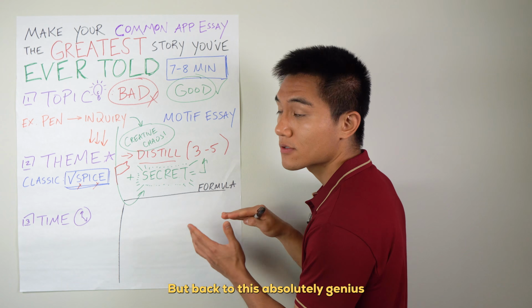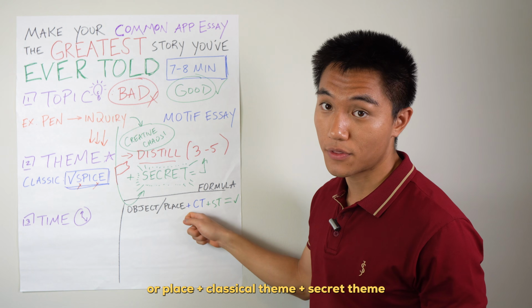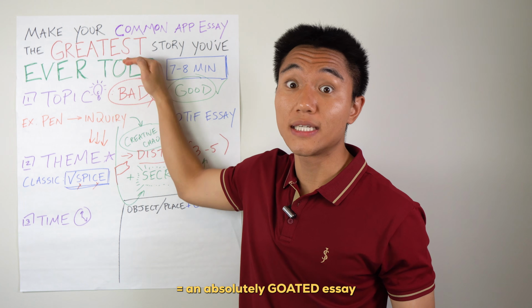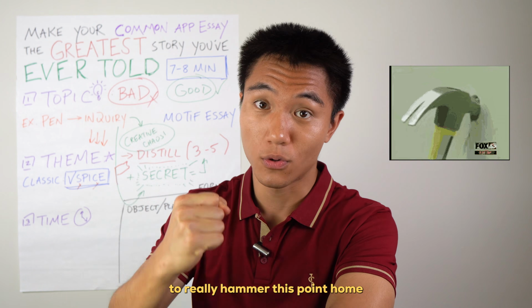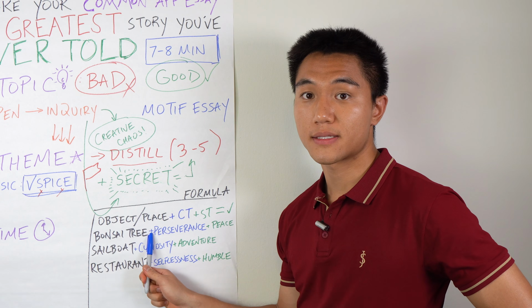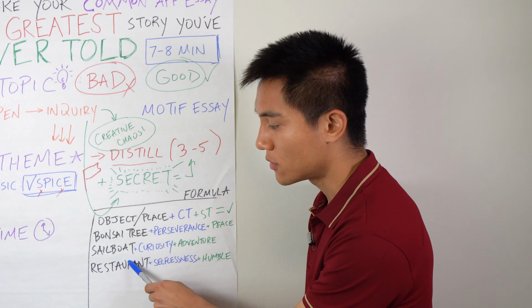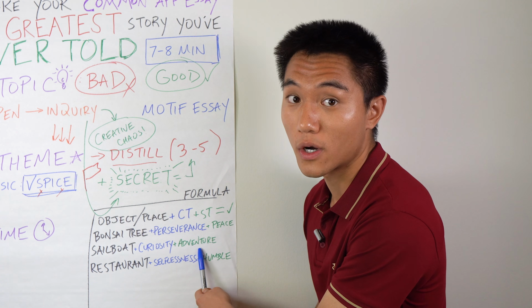But back to this absolutely genius formula. Personal object or place plus classical theme plus secret theme equals an absolutely goated essay. Here are 2 more examples to really hammer this point home. Bonsai tree plus perseverance plus inner tranquility. My father's sailboat plus intellectual curiosity plus a sense of adventure and wonder.